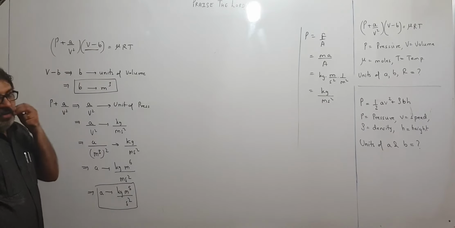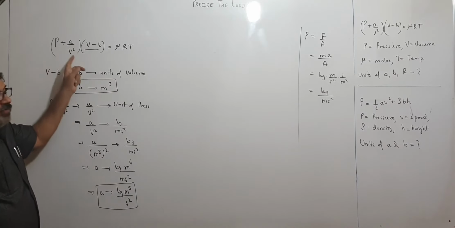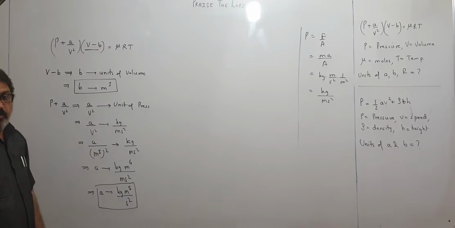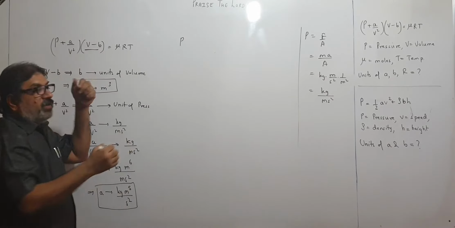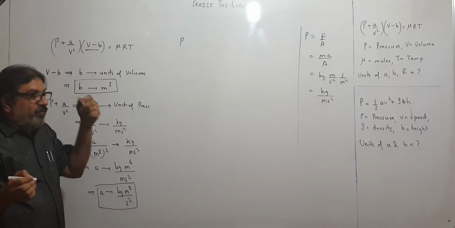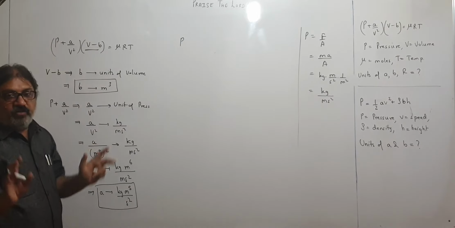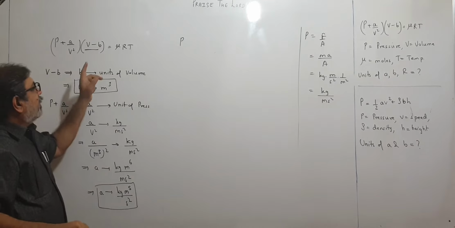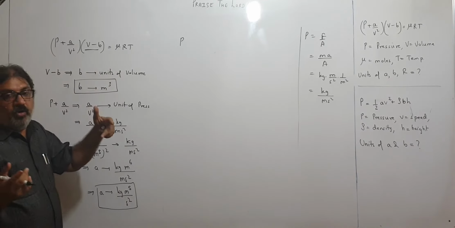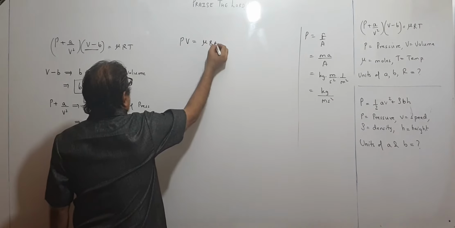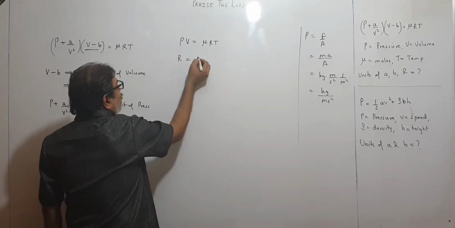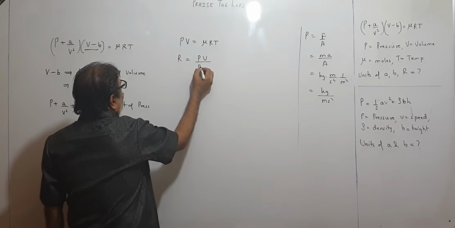Now see children, when I add two pressures, the resultant will be pressure only. So I write P over here. When I add pressure to pressure, what will I get? Pressure only. Volume minus volume will be volume only. So PV becomes μRT. I want the unit of R. So R will be PV upon μT.